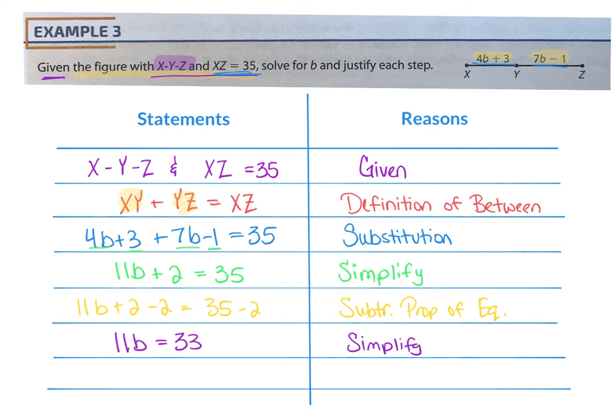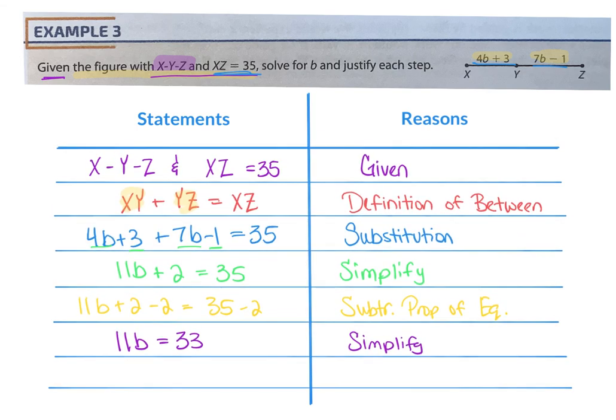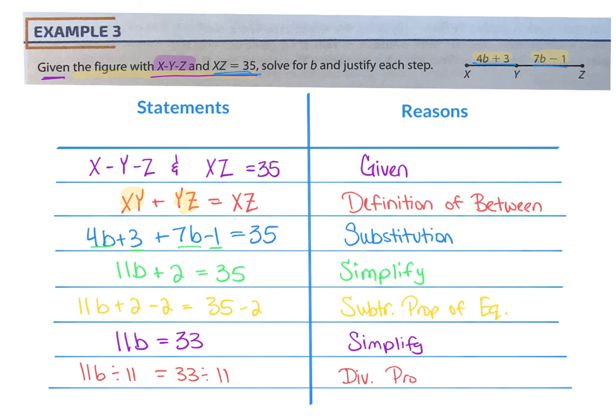What's my next step here? Divide. Divide both sides by the 11. So I'm going to have 11b divided by 11 equals 33 divided by 11. That's division property of equality. And my final step here, what is it? Simplify or substitute, whatever you want to use. B equals what? 3. That is simplifying or substitution. You're substituting what they actually equal. All right.